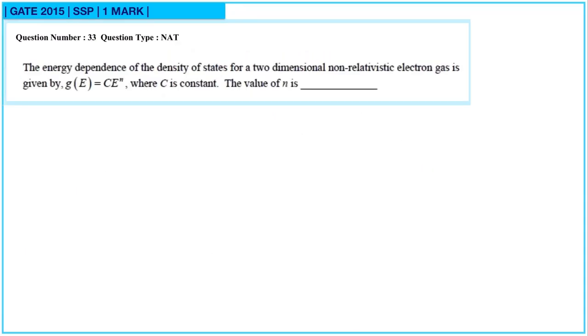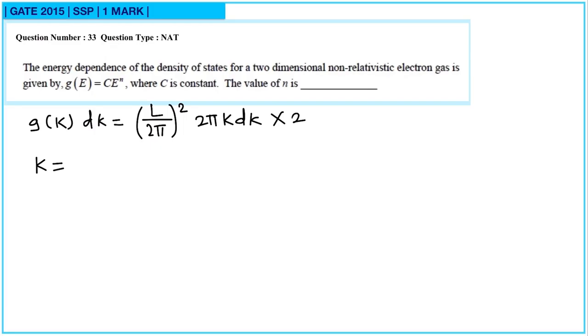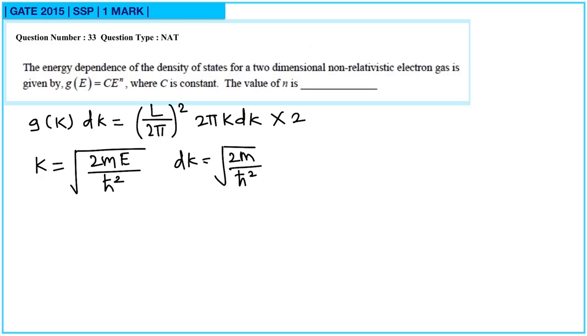Next question, 33. The energy dependence of the density of states for a two-dimensional non-relativistic electron gas is given by g(E) is equal to, now g(k) dk is equal to L by 2 pi the whole square into 2 pi k dk, and for spin degeneracy of electrons we have to multiply by 2. And for non-relativistic case, k is equal to root of twice mE upon h cut square. That means dk is equal to under root twice m upon h cut square into 1 upon 2 root E into dE. This will be value of dk.